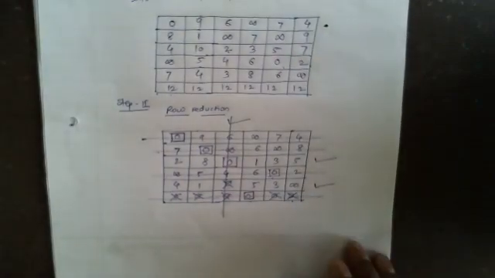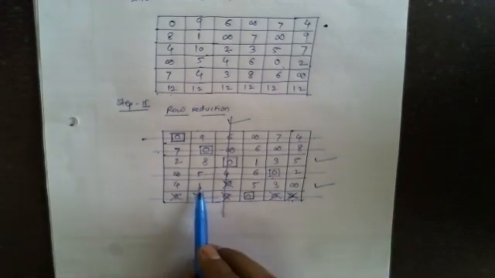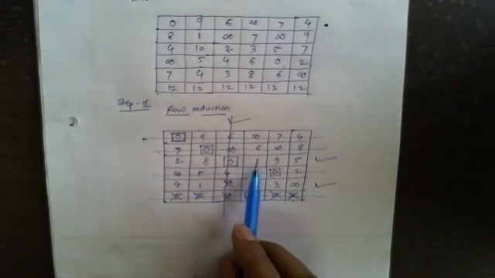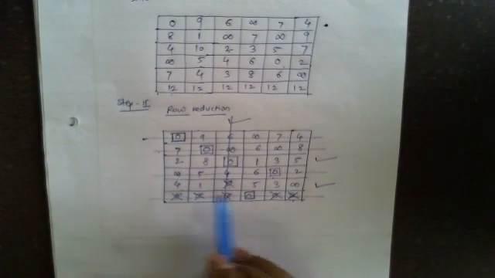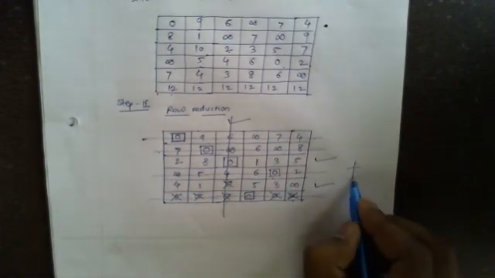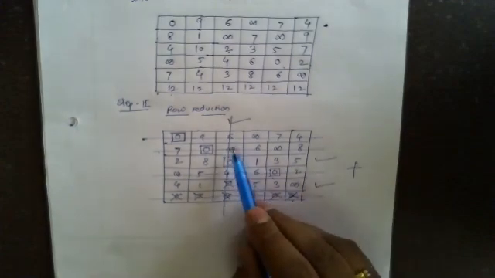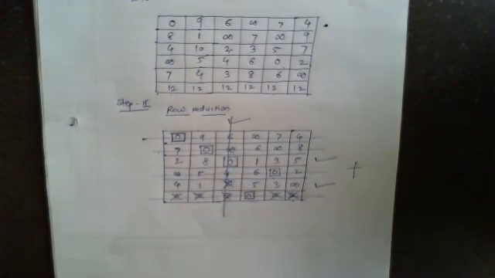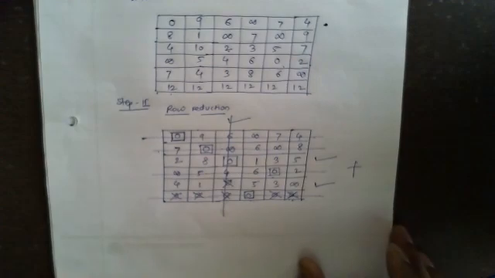Now what is the minimum value from all other visible values? 1 is the minimum. You can observe here 1 and here also 1. So we have to subtract this 1 from all other values and we have to add that 1 where we are getting a plus symbol. Means we have to add here, we have to add here, and we have to add here, that one. That's it. Okay. So we'll draw the new matrix.